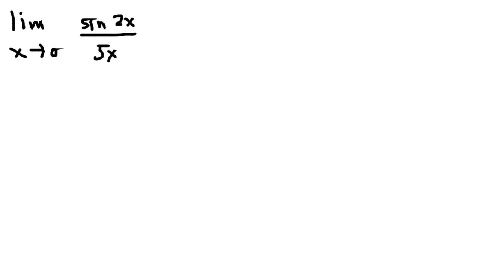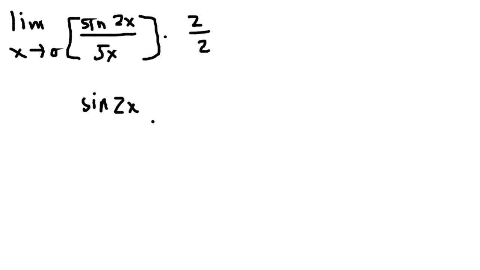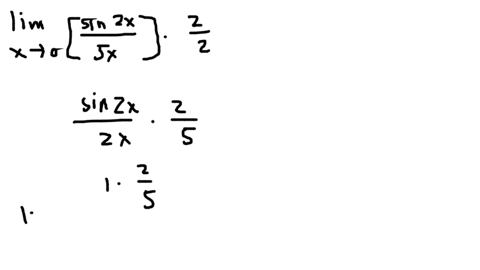Now let's try this one. What if we have the limit of the function sine 2x over 5x as x approaches 0? How will we evaluate this? What we're going to do here is multiply this by 2 over 2, and replace the coefficient behind the x with 2, so they are going to be the same. So sine 2x over 2x, they are familiar, so that's going to be 1. And we'll leave it with 2 over 5.